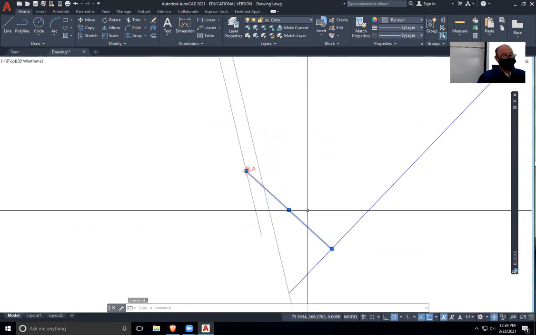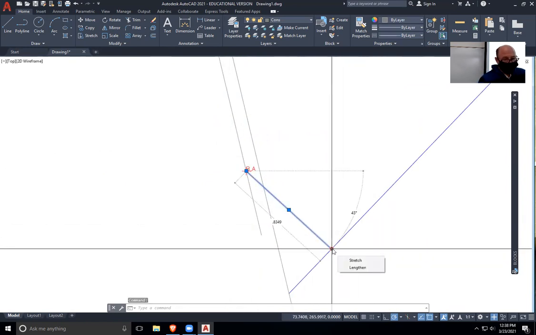Yeah, right there. So this line is my clearance distance, 0.8349. So what is that? Well, look at this again.